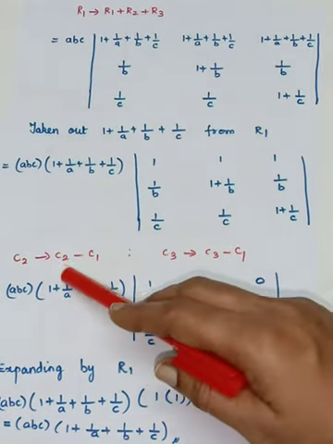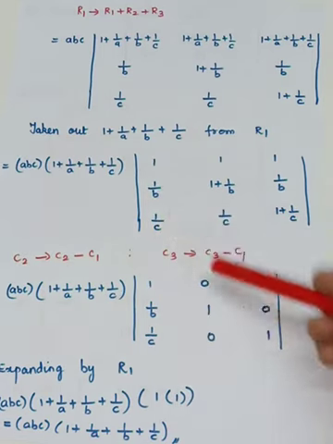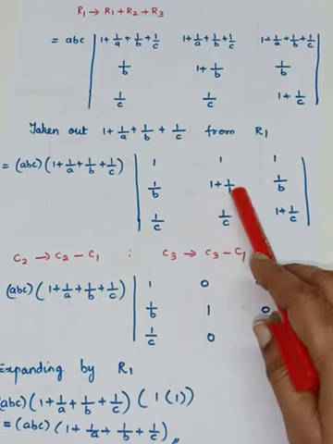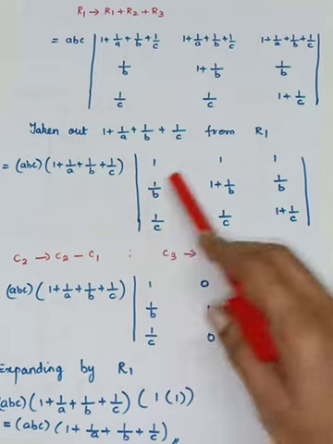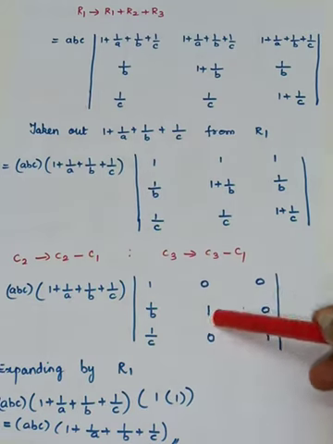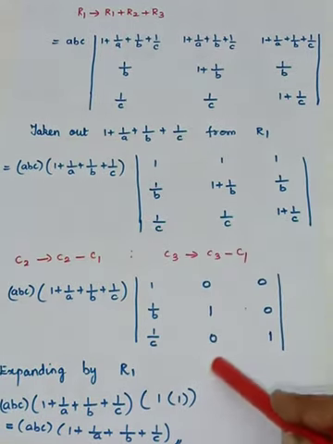You see what the transformation C2 minus C1 gives. 1 minus 1 is 0. Here C2 is what? 1 plus 1 by B minus 1 by B. So plus 1 by B minus 1 by B gets cancelled. You have 1. See, 1 by C minus 1 by C is 0. So C2 I have completed.